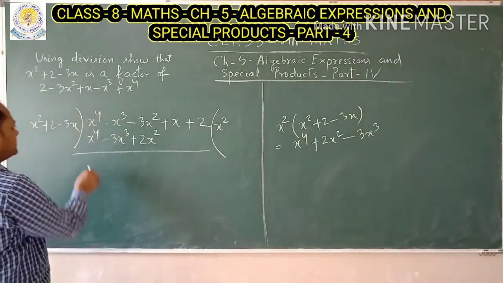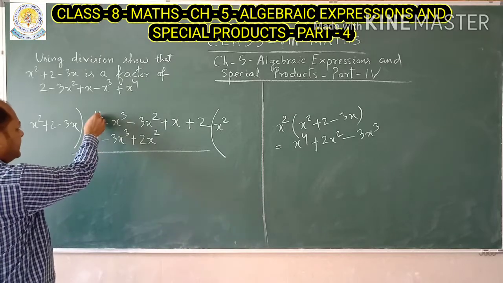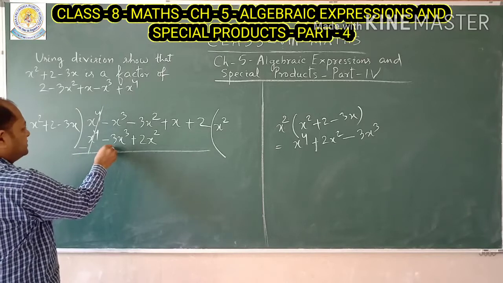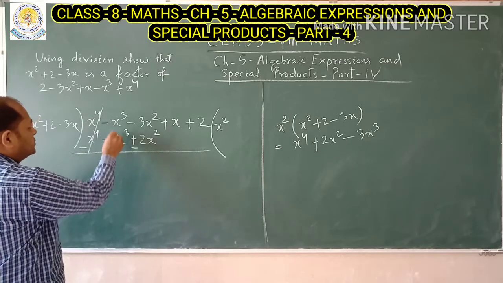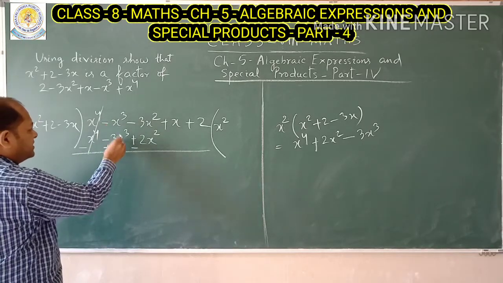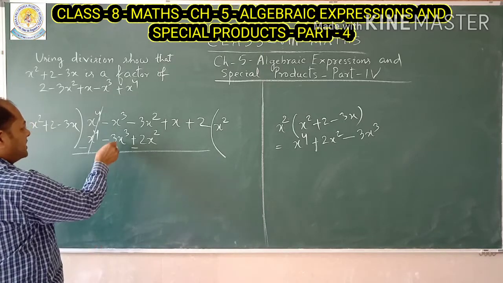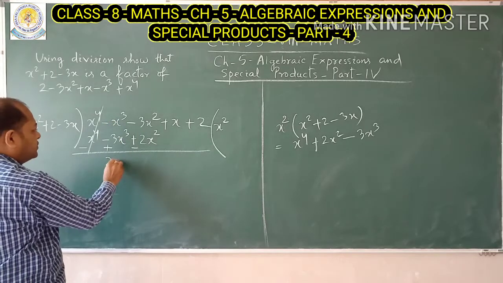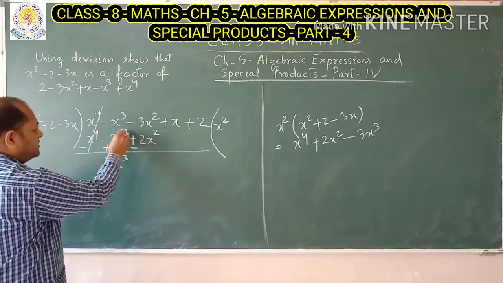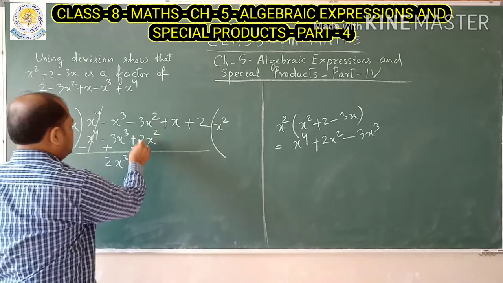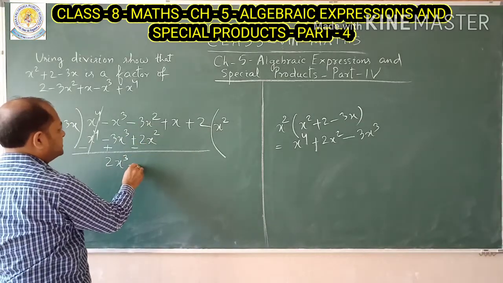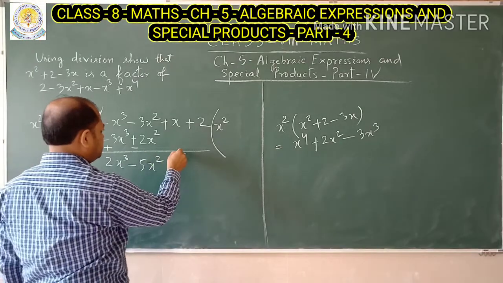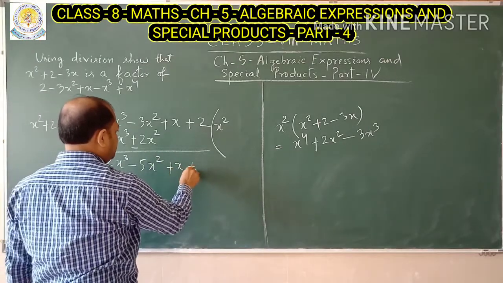Now do the minus operation. So if you do minus here, x to the 4 and minus x to the 4 will be cancelled. Then this will be plus and this will be minus. So minus x cube and plus 3x cube. How much will it come? The larger number is plus here. So the answer will be plus 3 minus 1, which is 2x cube, because the literal is x cube here. Then minus 3 plus 2, which is 5x square. Then bring down this one, plus x, then plus 2.